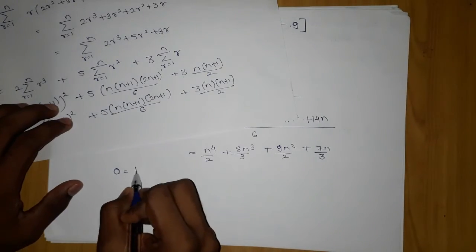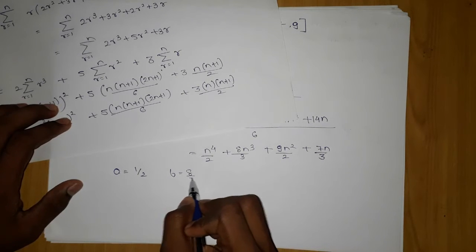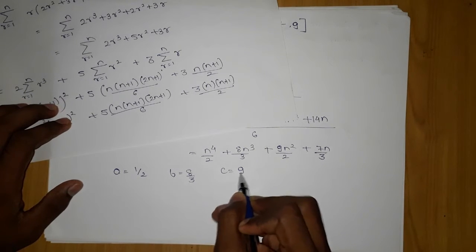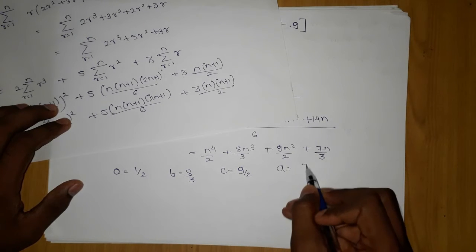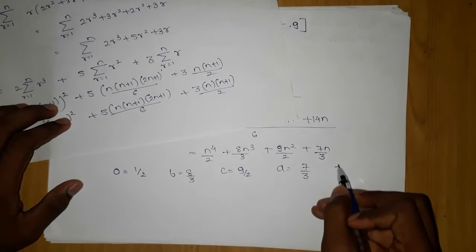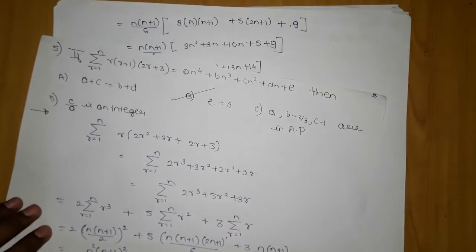By comparing, you can clearly see a will be 1 by 2, b will be 8 by 3, c will be 9 by 2, and d will be nothing but 7 by 3, and further on e will be 0. So my one option is absolutely correct, that e is equal to 0.